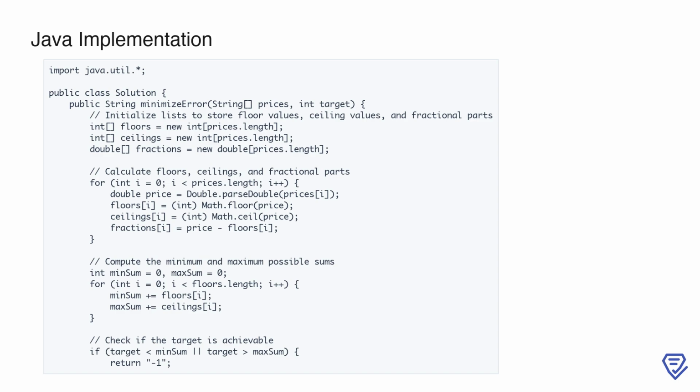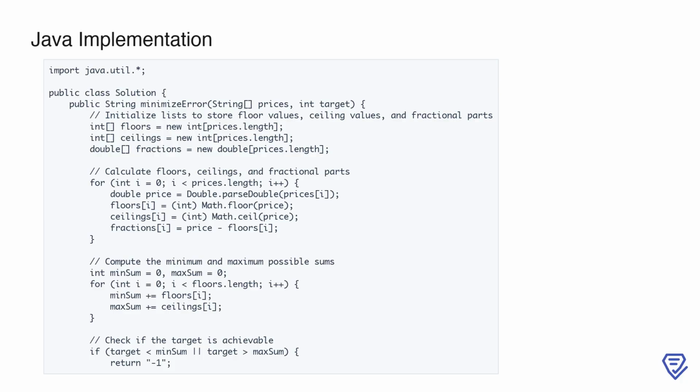The method takes an array of prices as strings and a target integer. Inside, we initialize 3 arrays, one for floor values, one for ceiling values, and another for the fractional parts of each price. Then, we loop through the prices array, converting each string to a double. Using math.floor and math.ceil, we calculate and store the floor and ceiling values for each price, while also computing the fractional part by subtracting the floor value from the original price.